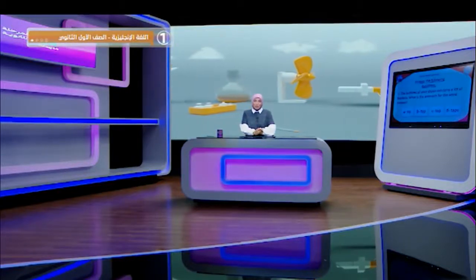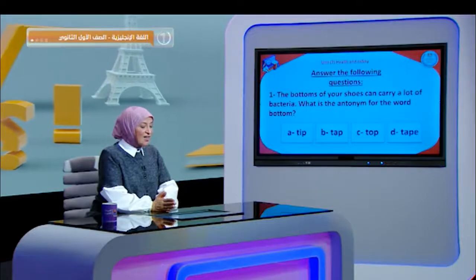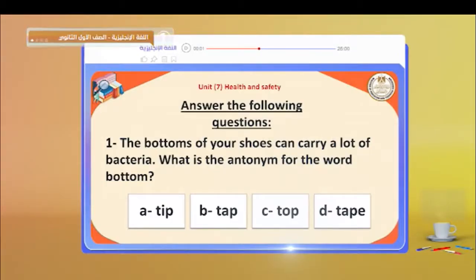Now let's check our understanding of the synonyms and the antonyms about some of the words which we have studied today. The bottom of your shoes can carry a lot of bacteria. What is the antonym of the word bottom? Do you remember the antonym? The antonym means the opposite. So what is the antonym for the word bottom? Is it tip, tap, top, or tape?